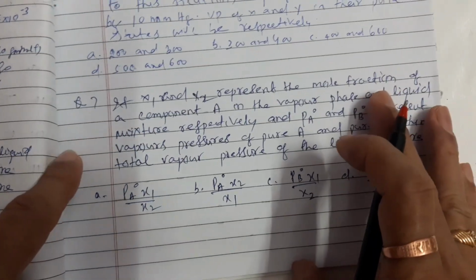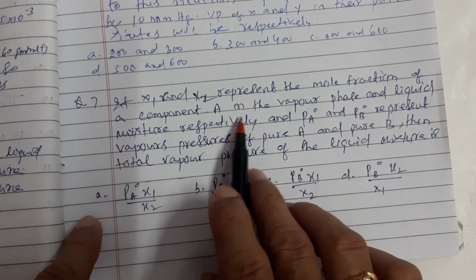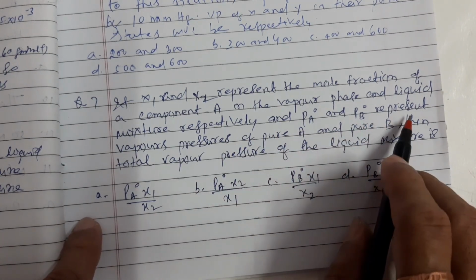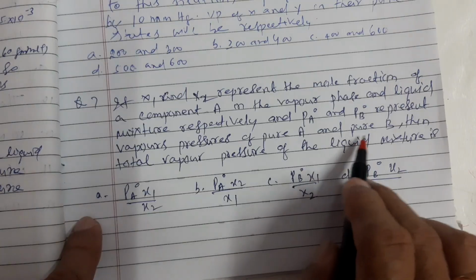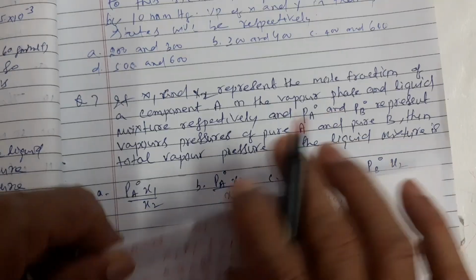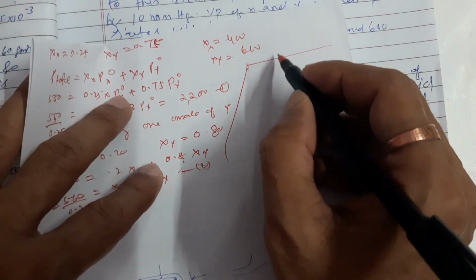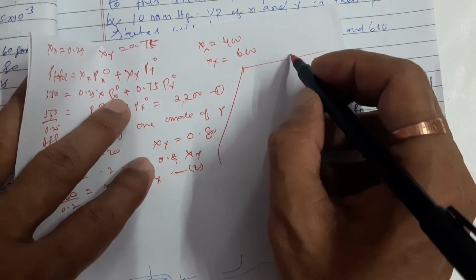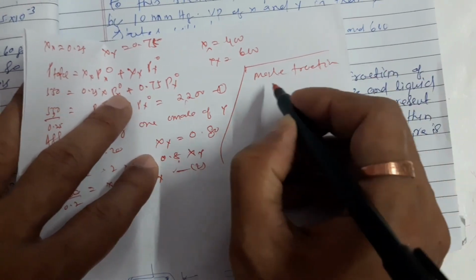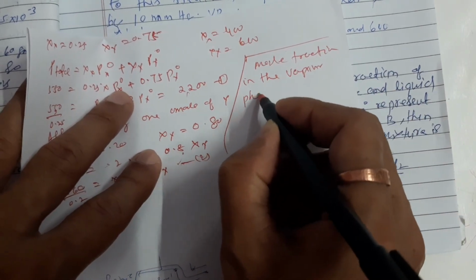Okay. Next, if x1 and x2 represent the mole fraction of a component A in the vapor phase and the liquid mixture respectively, and PA0, PB0 represent the vapor pressure of pure A and pure B, then the total vapor pressure of the liquid mixture is what? Okay, so you know the mole fraction in the vapor phase.